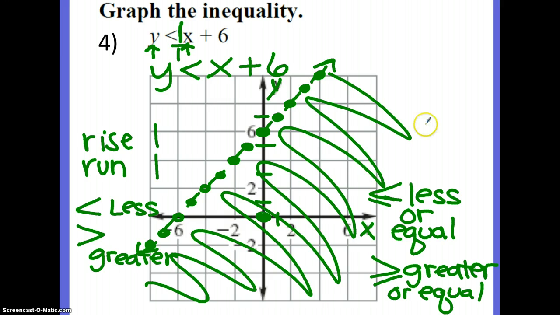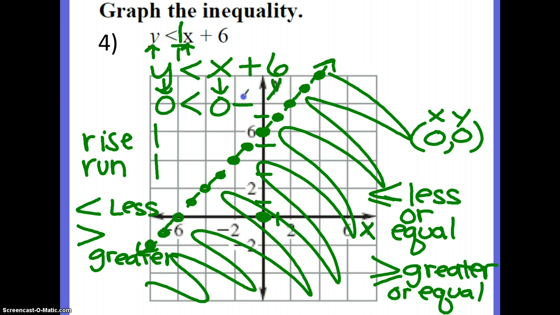So the point 0, 0, we're going to check and make sure that really is true. This is x, this is y. I'm going to plug in my y and my x. 0 plus 6 is 6. And I have 0 is less than 6. So this works. 0, 0 works.